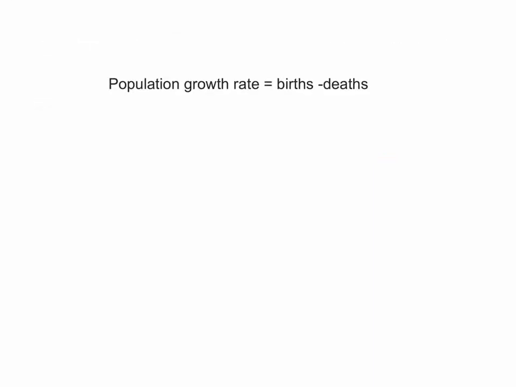The population growth rate equals the number of births in the population minus the number of deaths in the population each year. Generally, immigration and emigration are so small that we kind of neglect or ignore those two factors. We can also say that the assumption is that immigration equals emigration, so that overall change would be zero.